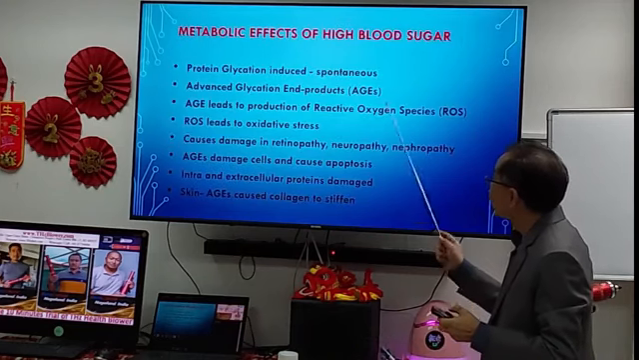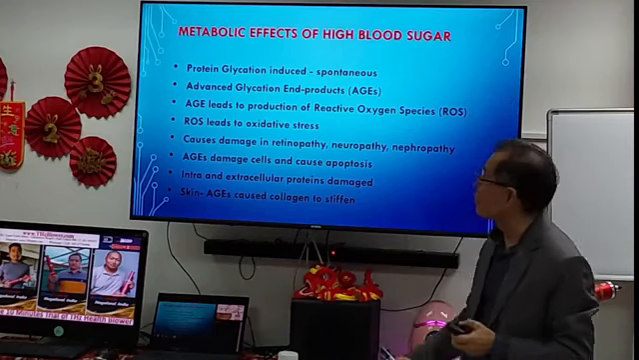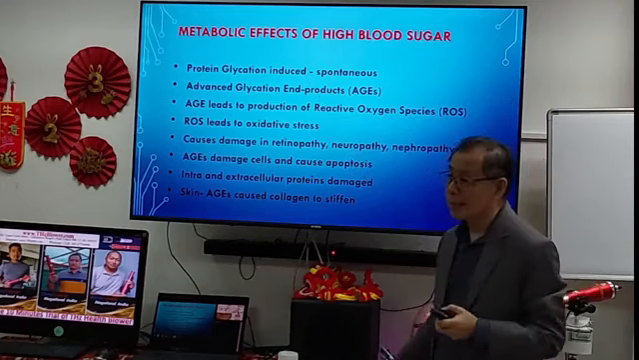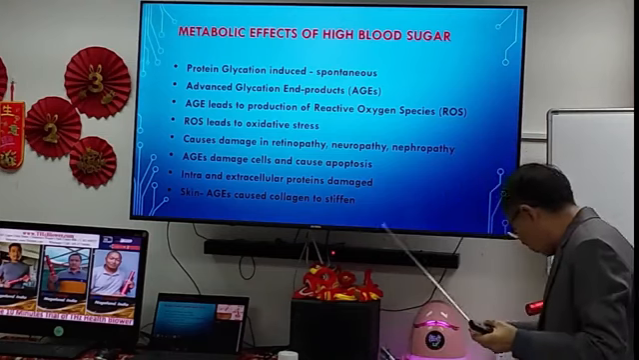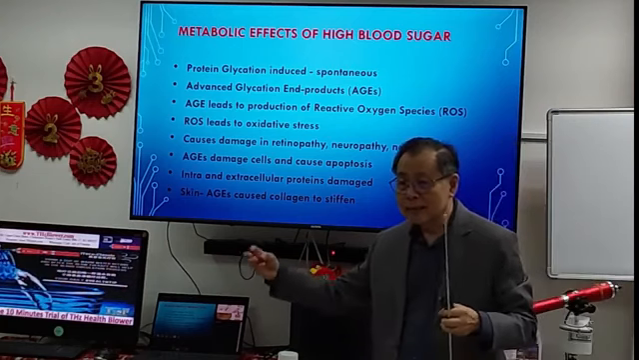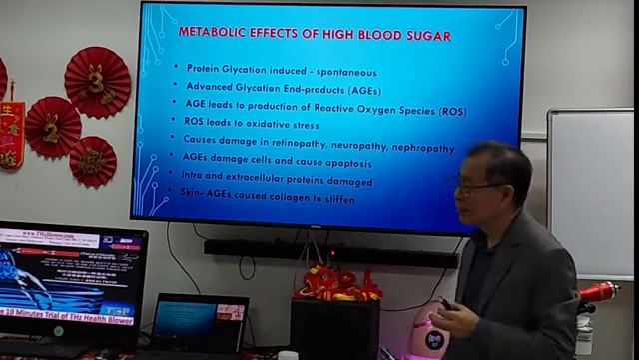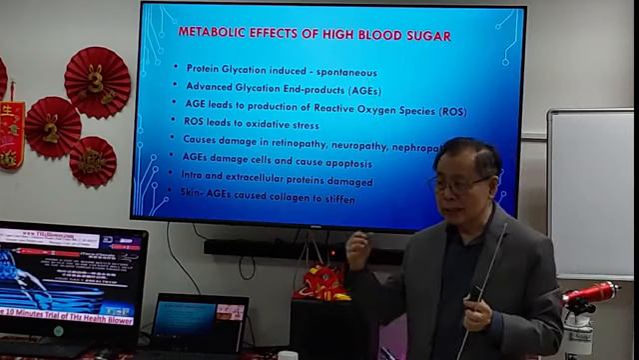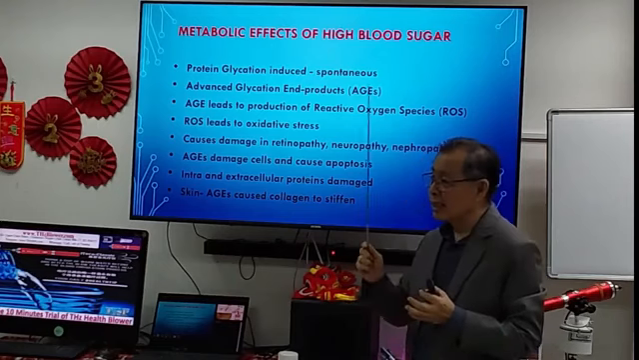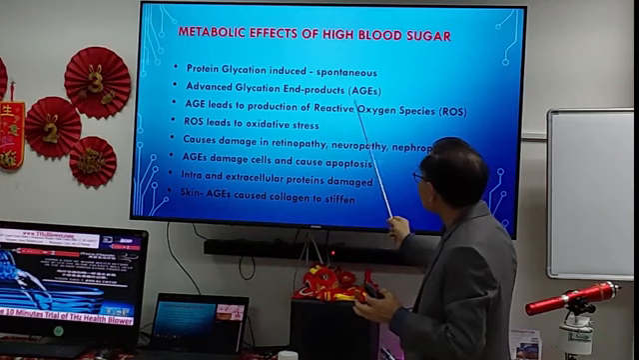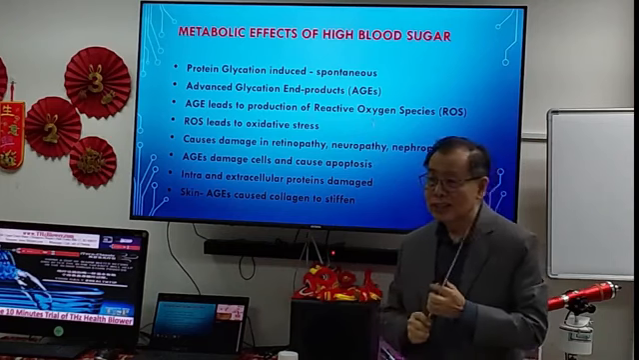So, what is the effect of high blood sugar? Very simple. As we said just now, glycation happens. It's a spontaneous reaction. The glucose will combine with any molecules around to glycate them, to attach itself to them. These are called AGE, as we said. AGE can be toxic, and I'll show you some of the toxicity later on. But the most important thing AGE does is that it leads to the production of ROS, or reactive oxygen species.